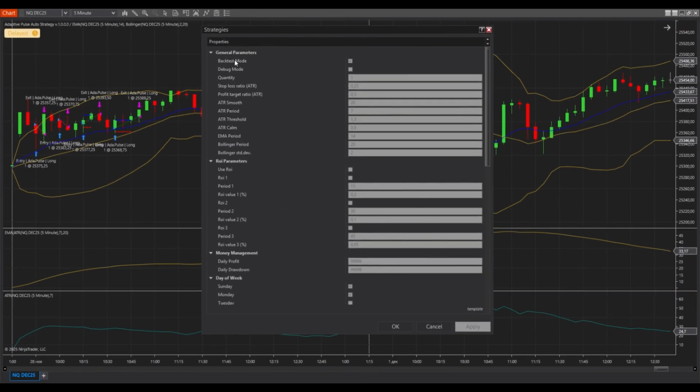First, general parameters. Backtest mode lets you run the strategy only on historical data. Enable it for backtesting, disable for live trading. Debug mode adds detailed logging to help troubleshoot. Quantity sets how many contracts or shares to trade per order.